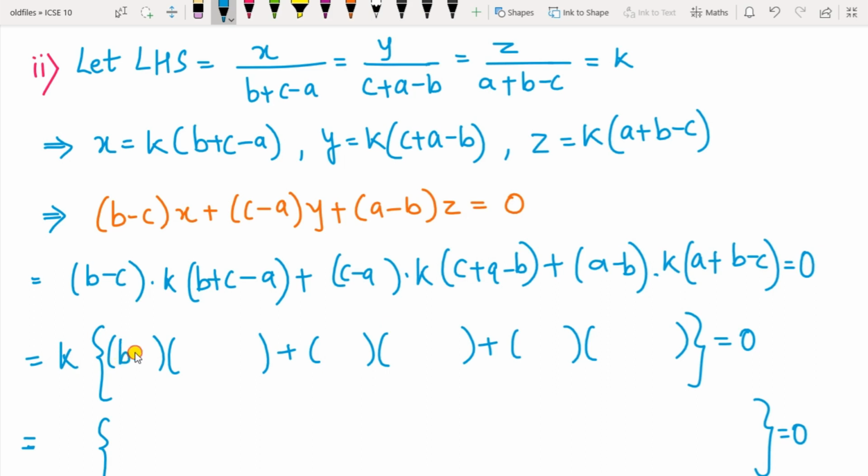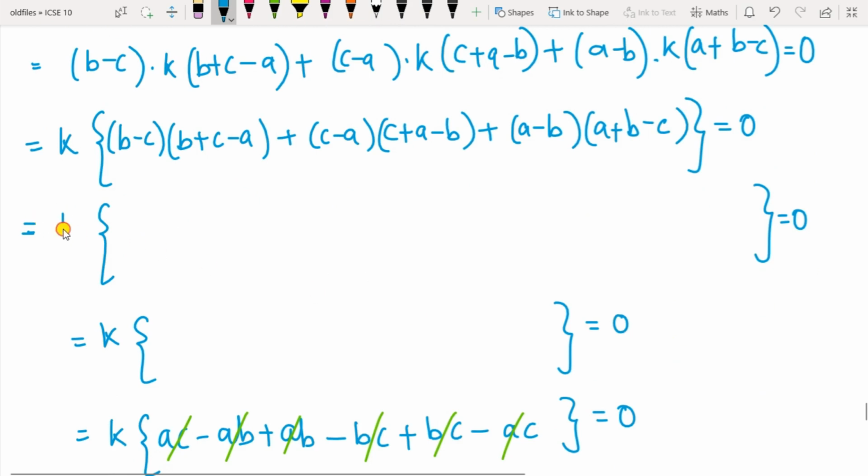common, the remaining will be (b minus c)(b + c minus a), (c minus a)(c + a minus b), and (a minus b)(a + b minus c). Right? So k is common here. This is (b minus c)(b + c), that is the a square minus b square formula. So this is b square minus c square, and the remaining here is minus a and this bracket (b minus c). As you know, you have to multiply each of the term inside the bracket, so you get this solution here. Similarly, you have to write for all of these.